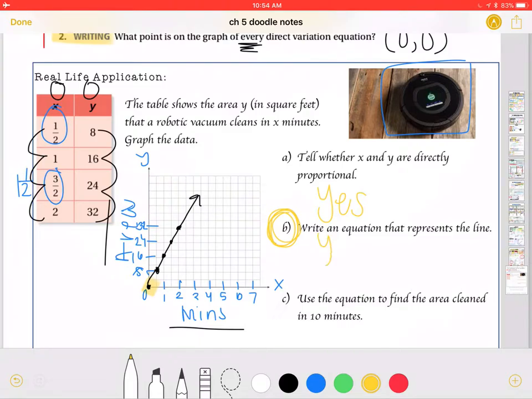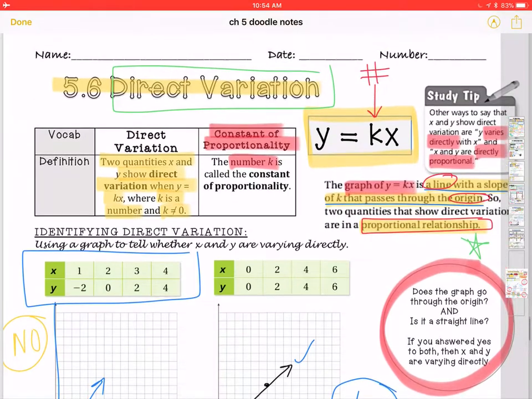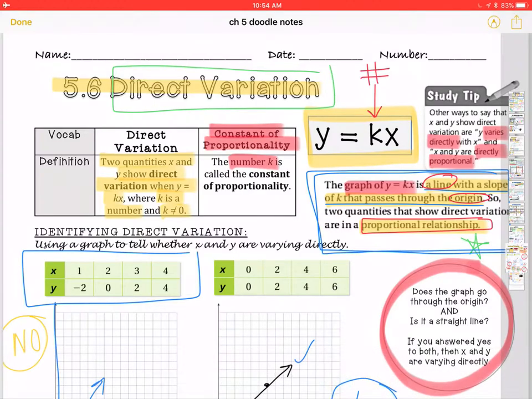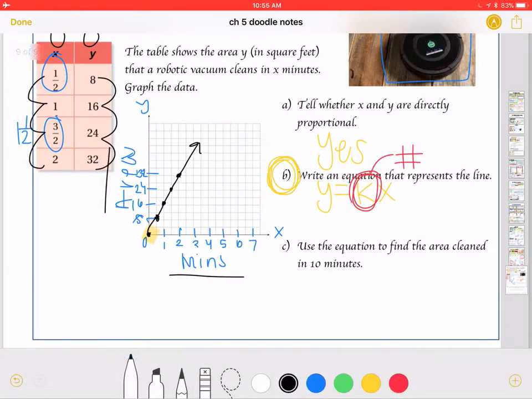Remember, our direct variation equation is y equals kx. When you're trying to write an equation, we have to figure out what our number would be. Remember, k is always a number, and we have to figure out what that number is. Now, if we remember back to our first page of notes here, k is also the slope. Okay, if we look back here, it says the graph of y equals kx is a line with a slope of k. So we need to find what the slope of this line is and replace that for k in our equation.